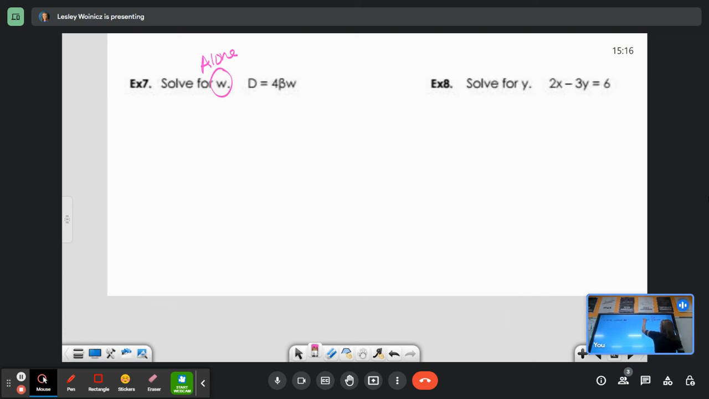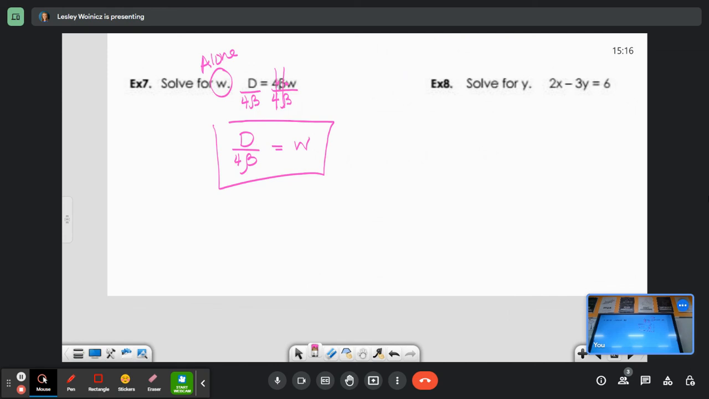So, what operation is happening between the 4, the beta, and the W? Multiplication. And we undo that with division. So I have to divide by the 4, divide by the beta. These cancel. Now I've got D over 4 beta in the denominator equals W, and I'm done.